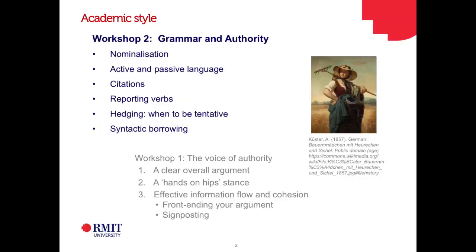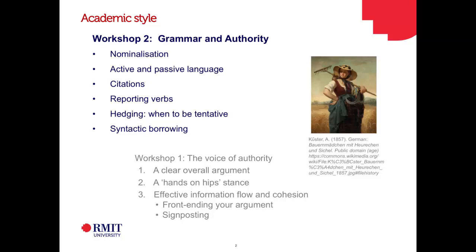In the first workshop, we identified strategies for writing a clear argument using what Kamler and Thompson have called a hands-on hip stance, and how to create a cohesive and coherent flow of information by fronting your argument and using clear signposting. This workshop will attend to style and grammar issues, including nominalization, academic language versus passive, referencing techniques, using tentative language, and borrowing language strings from other writers to use in your own writing.